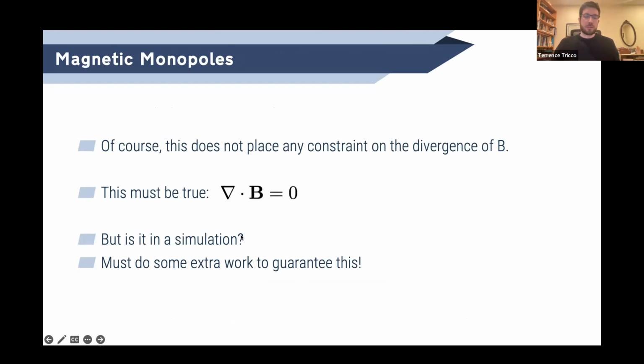In practice, in a simulation, well, in nature this is true, right? Div B equals 0. But is it true in a simulation? The previous two steps that we did don't place any constraint or any guarantee that this is true. So we have to do some extra work to guarantee this.